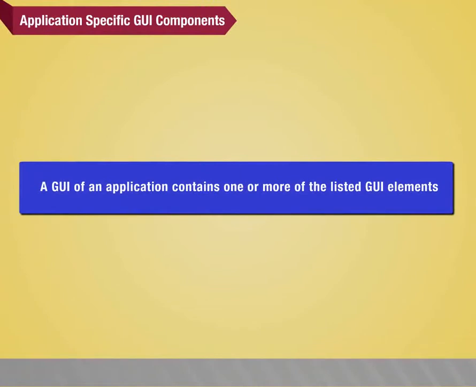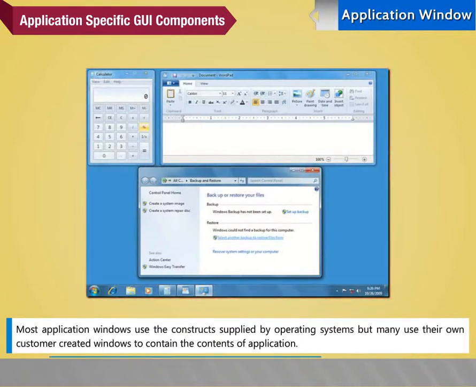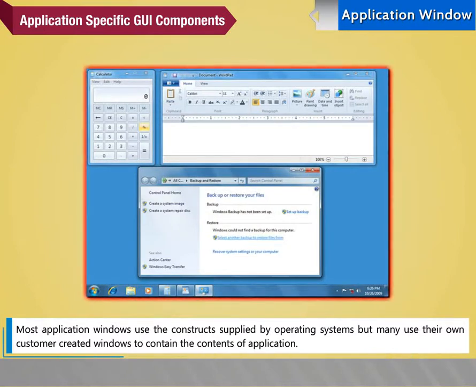Application-specific GUI components. A GUI of an application contains one or more of the listed GUI elements. Application window. Most application windows use the constructs supplied by operating systems, but many use their own customer-created windows to contain the contents of application.